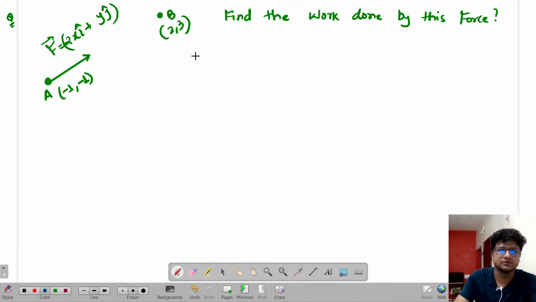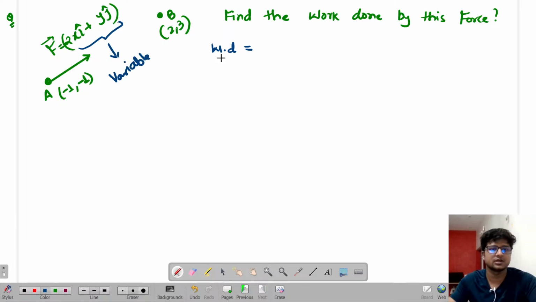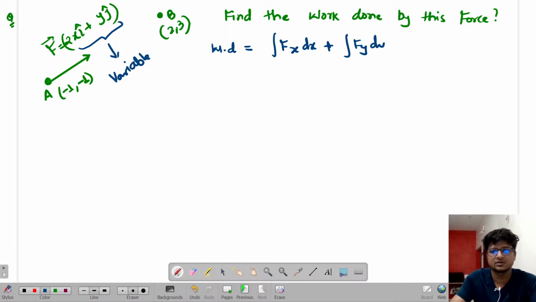Find the work done by this force. So how do we define work done? The simple formula is there. First I saw that this force is not a constant force. This is basically variable. You have to check it, you have to read it: is this variable or not? As it is variable, I have to switch back to the formula integral Fx dx plus Fy dy and so on, because this is given as a variable in the form of a vector. Are you able to get me or not?